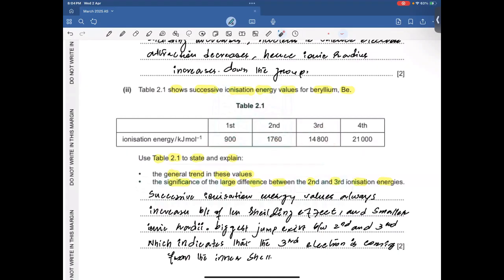All right. What is the configuration of beryllium? 1s2, 2s2. Atomic number is 4. Now these two electrons are removed from the 2s orbital, and this electron is removed from the 1s orbital. And this 1s orbital is basically the inner shell. All right. I hope it makes sense to you.